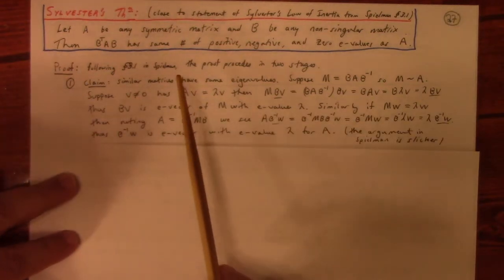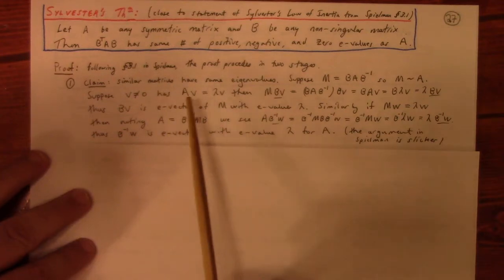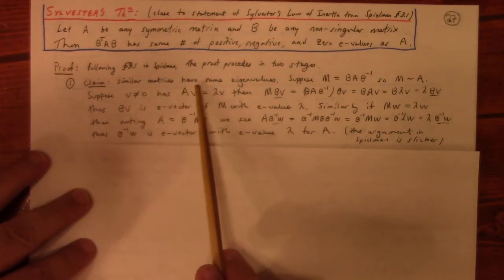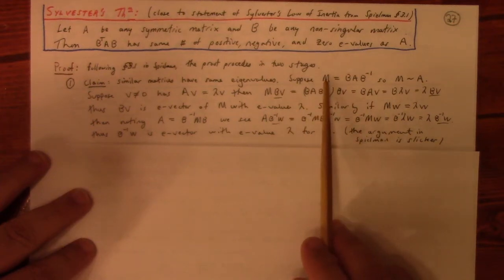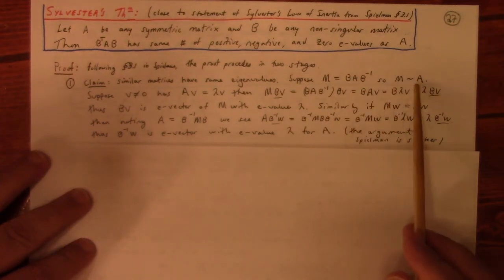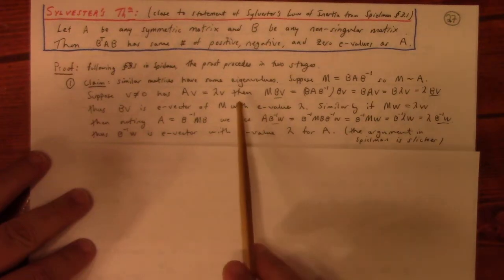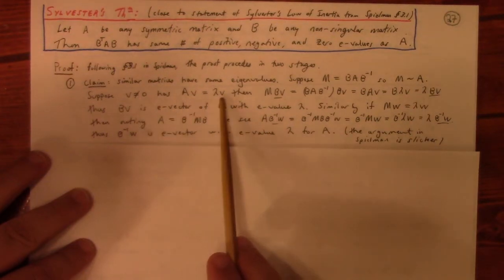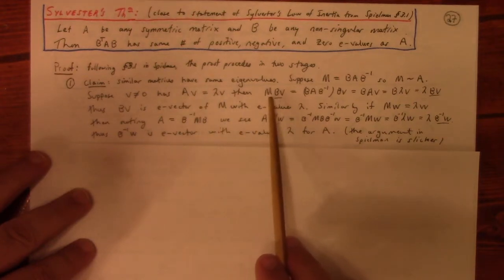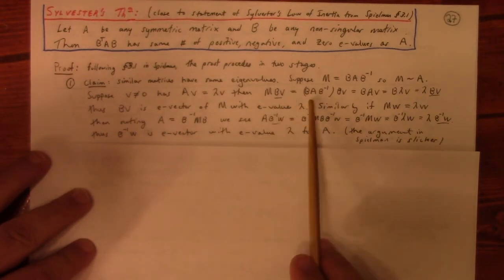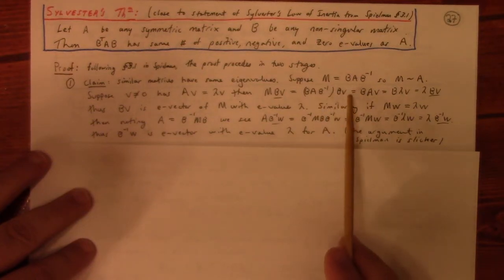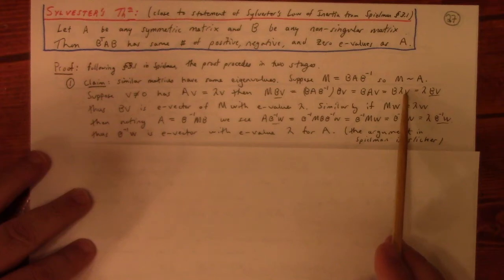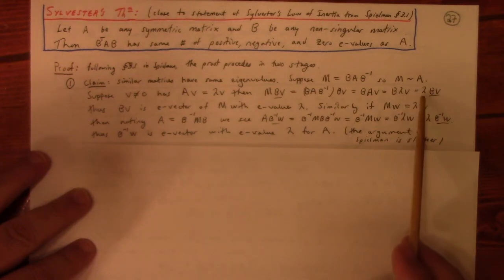So first of all, the proof is in two stages. First, we notice that similar matrices have the same eigenvalues. Let's see, how's that go? If M is BAB inverse, that means M is similar to A. So if we have a non-zero eigenvector V with eigenvalue lambda, AV equals lambda V, right? But if we then look at M times BV, well, M is BAB inverse times BV, but B inverse and B cancel, which just leaves me A times V. But A times V is lambda V by assumption, and then I can pull the lambda out and I get lambda BV.